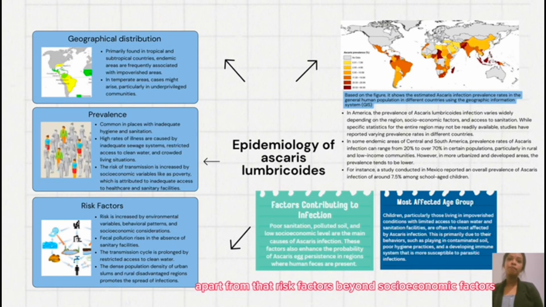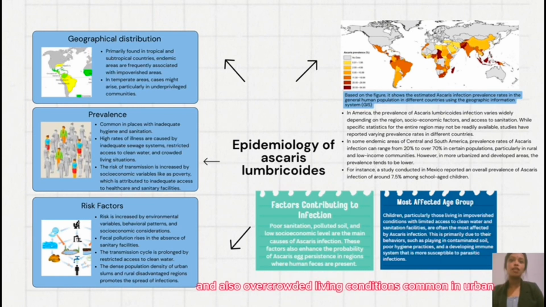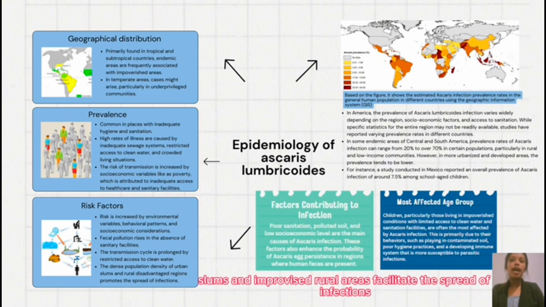Apart from that, risk factors. Beyond socioeconomic factors, certain behaviors and environmental conditions increase the risk of Ascaris infection. Lack of access to adequate sanitation facilities such as toilets or latrines increases the likelihood of fecal contamination of the environment. And also, overcrowded living conditions common in urban slums and impoverished rural areas facilitate the spread of infections.